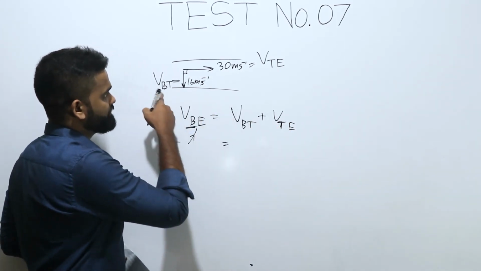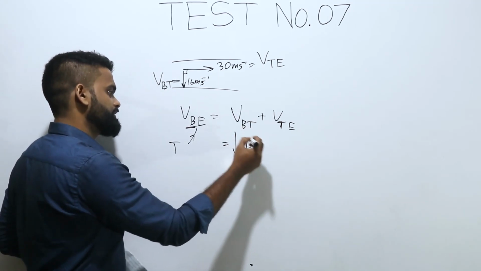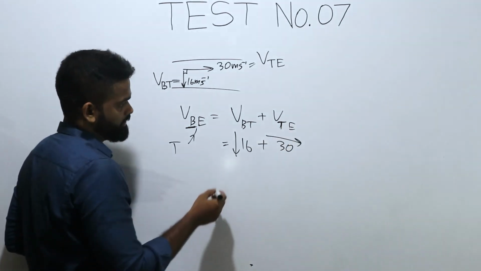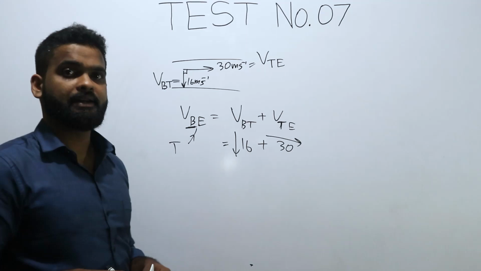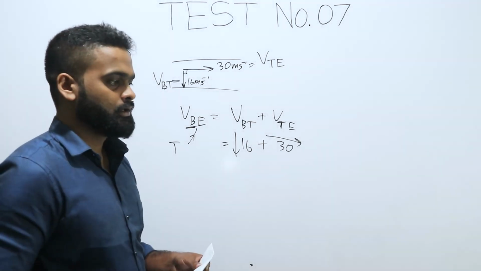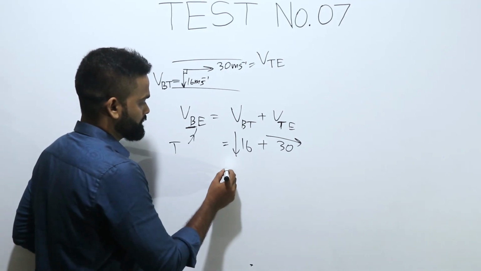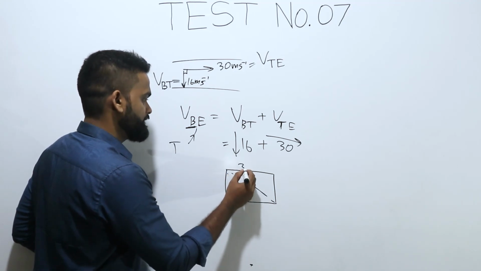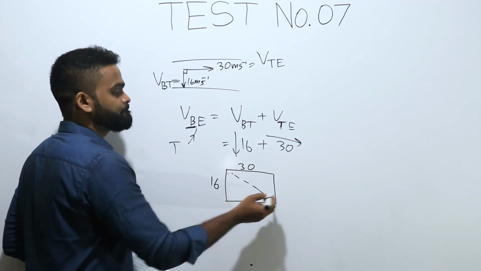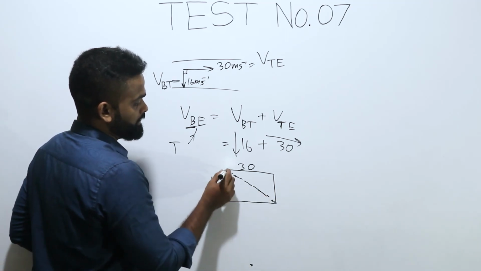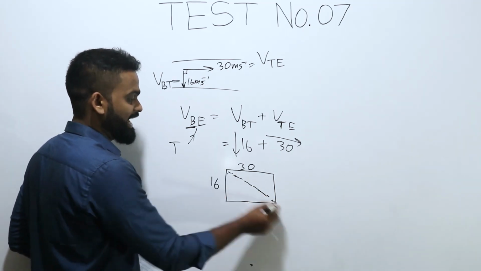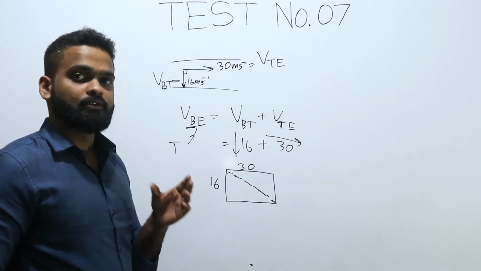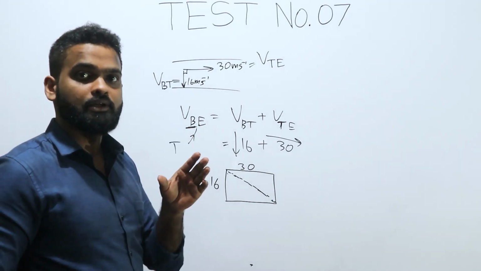So Vbt, we have that value 16 to this side, plus Vte, we have that value as well, 30 to this side. So these are two perpendicular velocities. We can easily find that using the parallelogram law, but this is much easier than that. This is 30, 16, then the hypotenuse or the diagonal here shows the resultant of these two velocities, which is supposed to be the velocity of the ball relative to Earth.